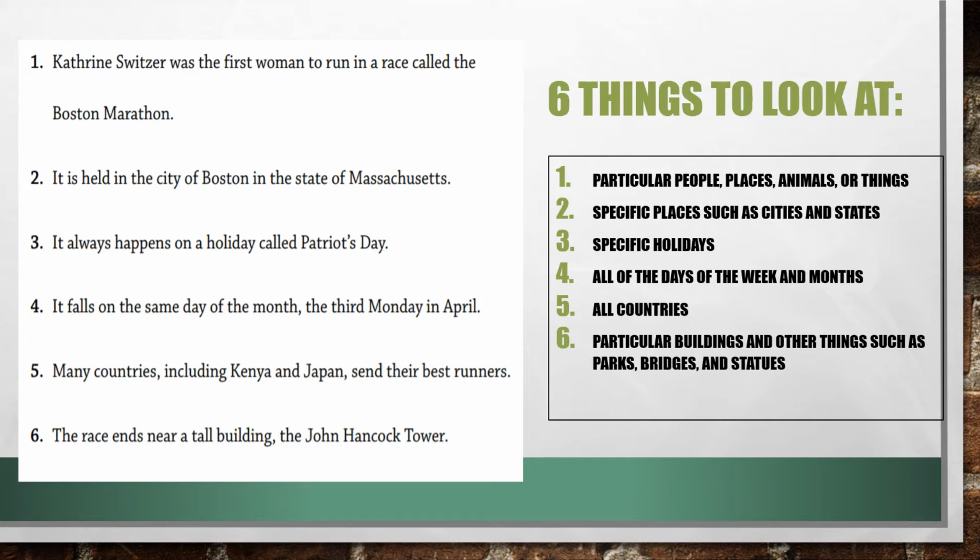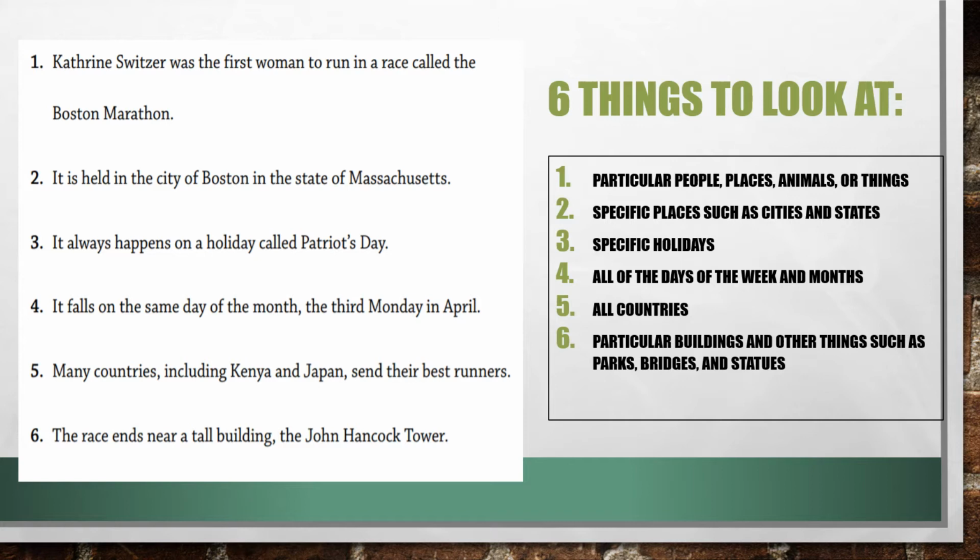For example, if I say the word dog, it's just a regular common noun. It's not capitalized. But if I say it is the type of breed, and it's called, let's say, a Labrador, then a Labrador, that breed name is particular, so it would be capitalized. So there's 6 things for us to look at in these particular sentences.